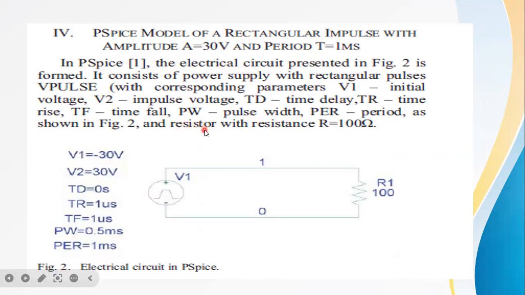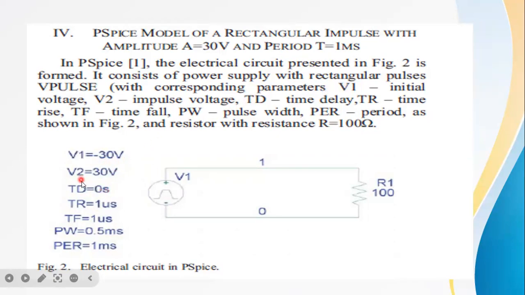First, we have to generate the rectangular waveform, not a square waveform. Peak amplitude A is equal to 30. Positive amplitude is plus 30, and V1 is called minus 30, and V2 is called plus 30. Like this, we will generate a rectangular waveform.